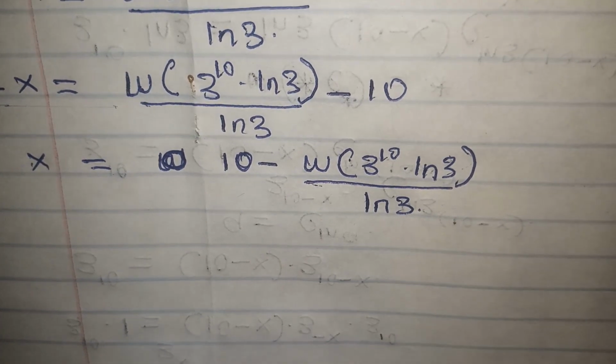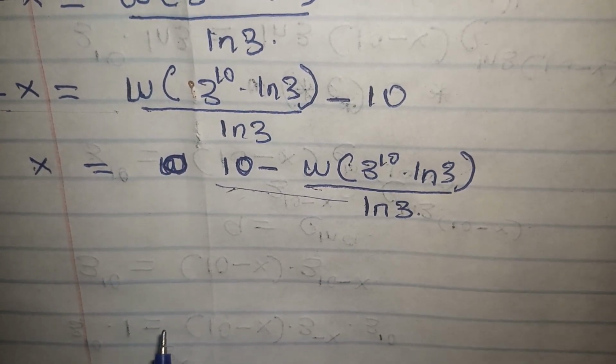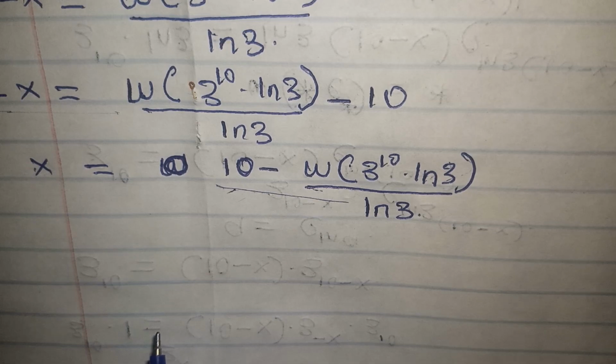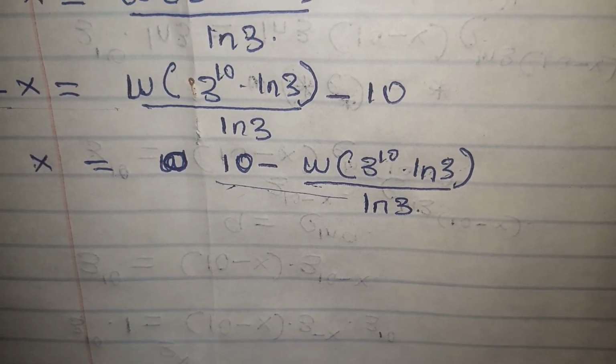So if you punch the whole of this into the Wolfram Alpha calculator, your value of x is going to come out. So you can do that for me, and if you do that, drop it in the comment section below.